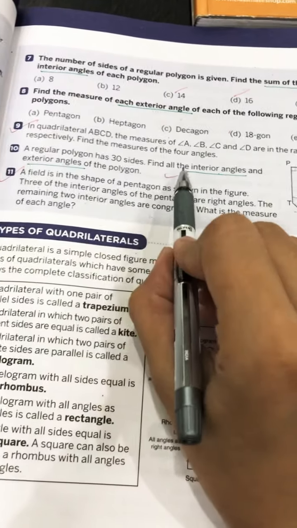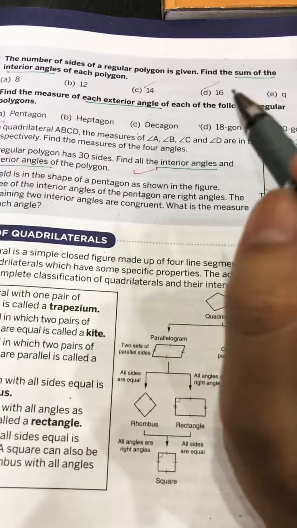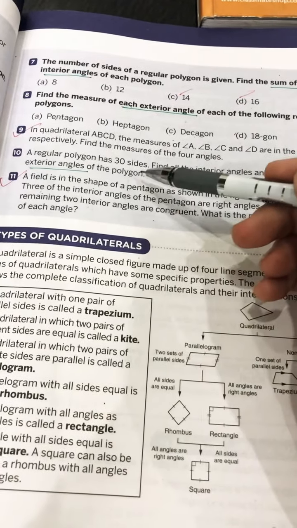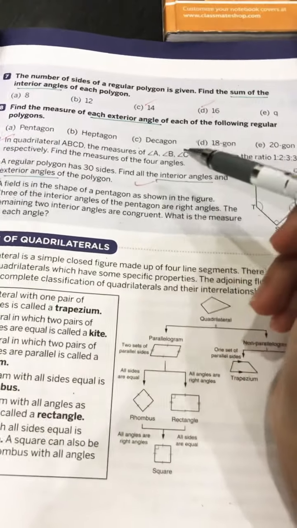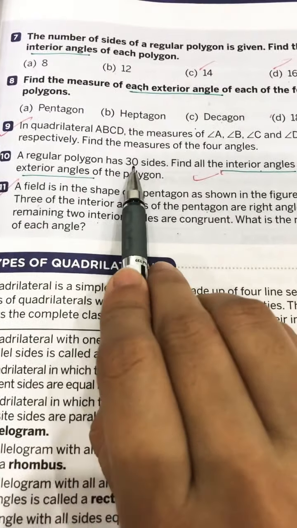Please understand the statement. All interior angles means each one. Each interior angle and each exterior angle of the polygon. Two formulas you have to apply, and in those two formulas put the value of n, and the value of n is 30. Now let's start the last question.